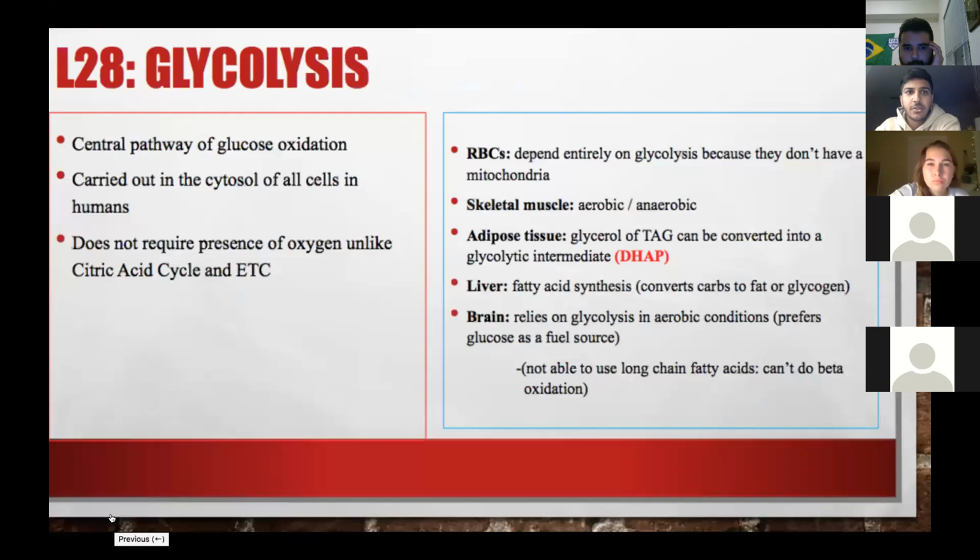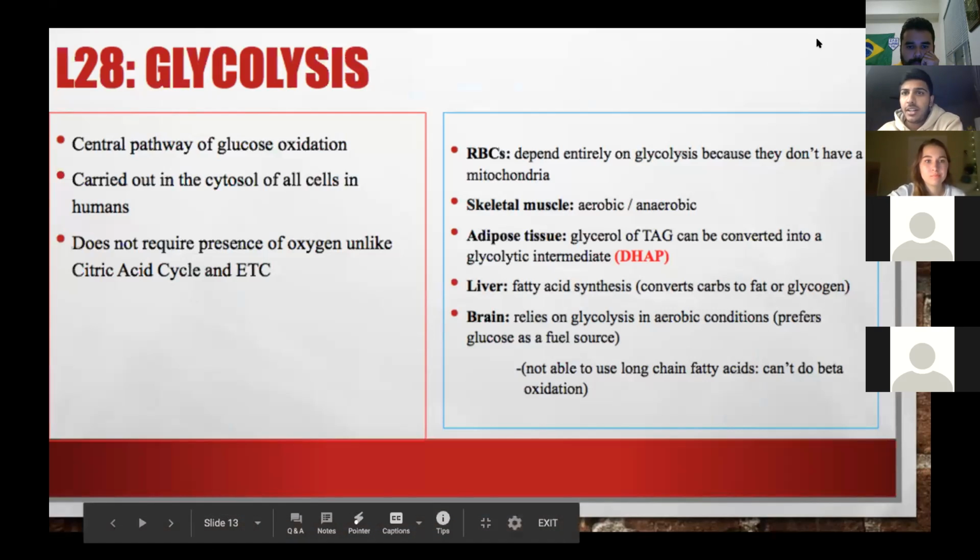So I'll get right into it. And so for glycolysis, it's going to be the glucose oxidation, right? That's basically what we're doing: we're oxidizing glucose, and it's going to be carried out in the cytosol of all cells. And so it actually doesn't require oxygen, unlike the citric acid cycle and your electron transport chain.